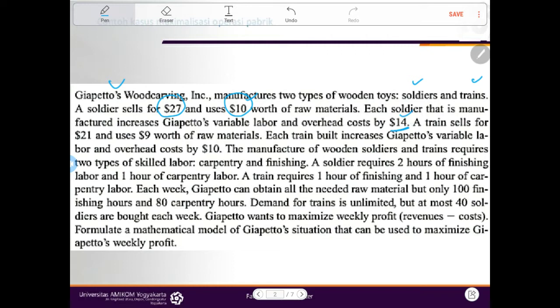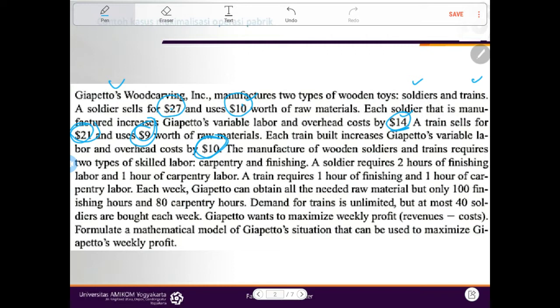Okay, what about the train? The train sells for $21 and the raw material is $9 with the variable cost of labor $10. So this is the soldier's price, soldier's raw material, and soldier's labor cost. And this is the train price, train raw material, and the train labor cost.